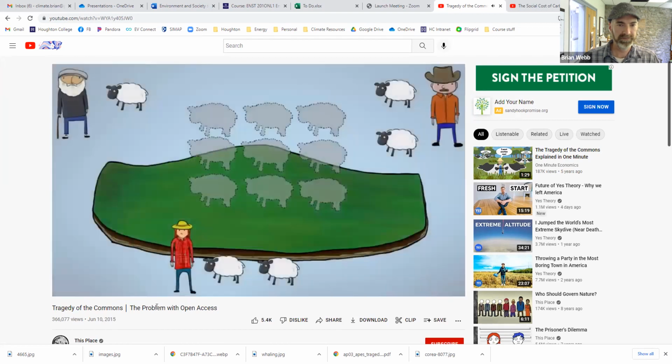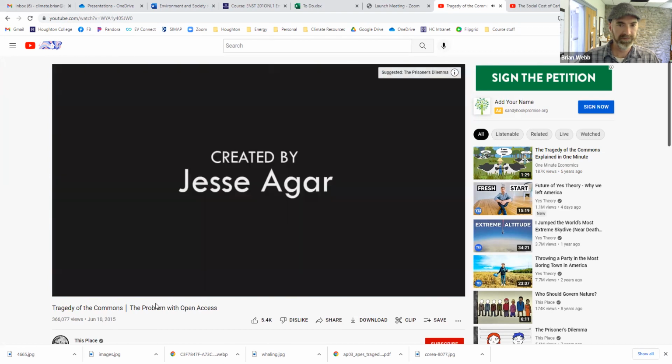Basically, this model is a way of communicating that when people can't work together on a resource, you call it open access, and it's bad. Which is why the model should have been called the problem with open access.